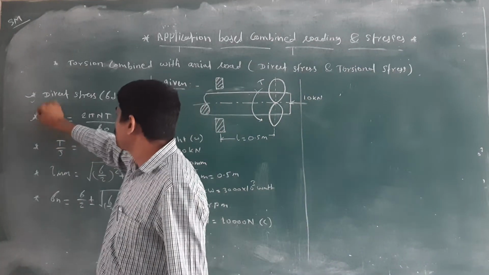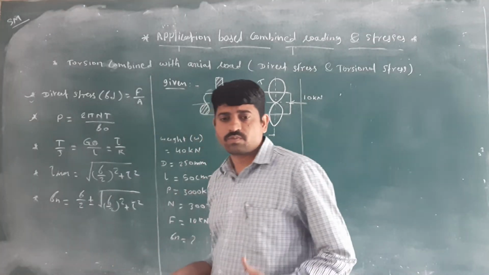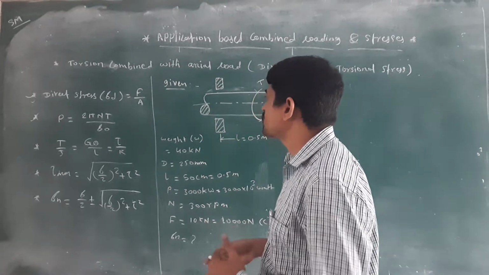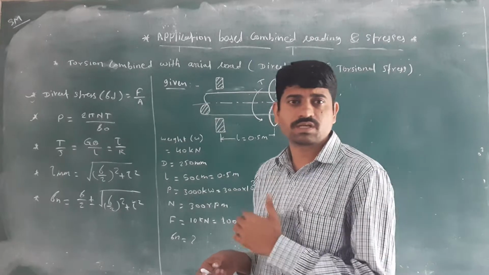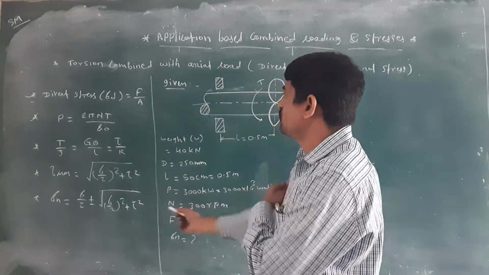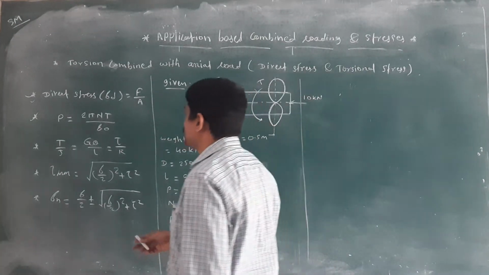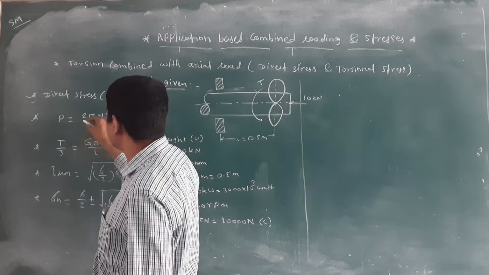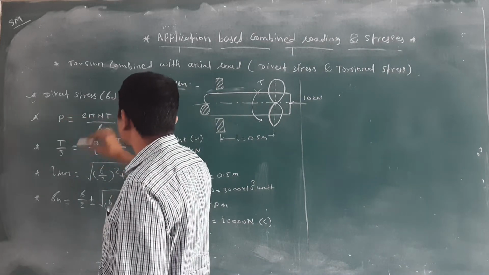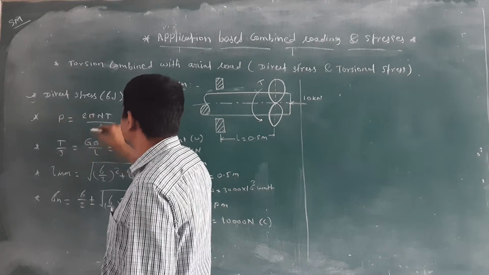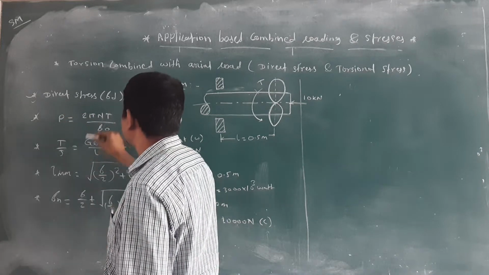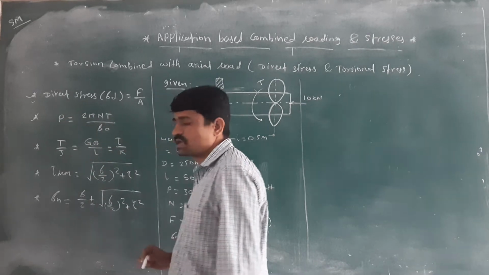Then how do we find the torque acting on the shaft? In the last lecture we also saw how the torque acts on the shaft. With the help of the power formula, you can calculate the value of the torque. If you know the power, then you can easily calculate the torque: P equals 2 pi N T divided by 60.